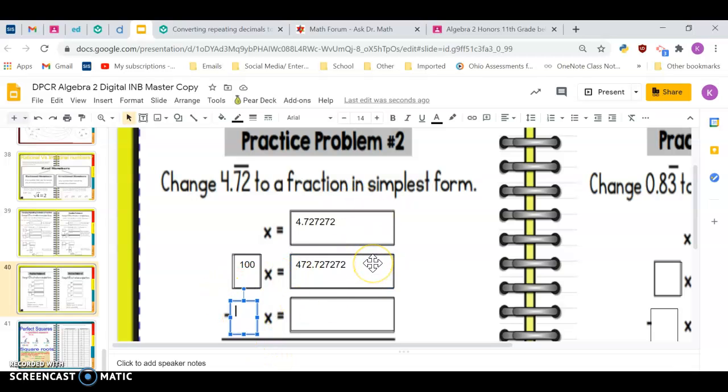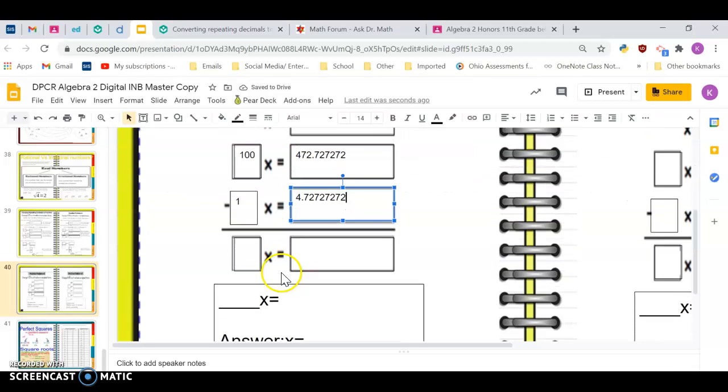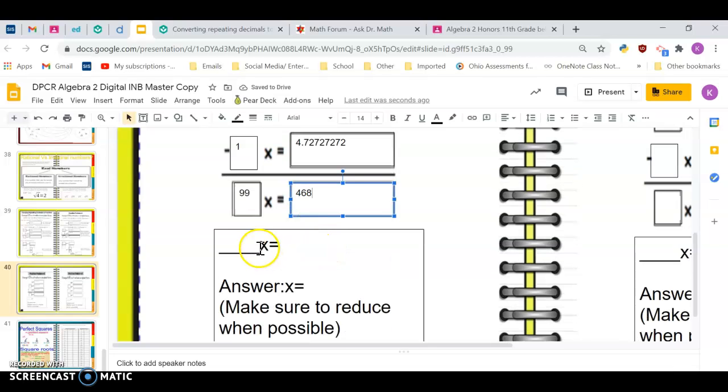Next, we have to replace what we had for the original one. So next to this x, we're going to put a 1 because there's just a 1x there. And then over here, we have our original decimal, 4.72727272. So we're going to subtract these. I have 100 minus 1, which will give us 99. Over here, all of my decimals will cancel out. Now, I have to subtract 472 minus 4, which is going to give us 468.